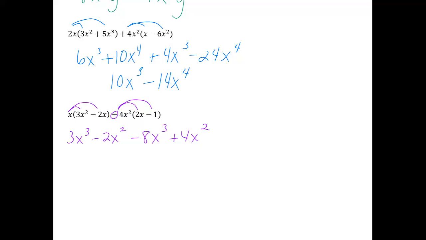Here again, parentheses are gone. We just have to watch our signs and simply combine like terms. So 3 and the negative 8 will give us negative 5x cubed. And then negative 2 and positive 4 will give us positive 2x squared.